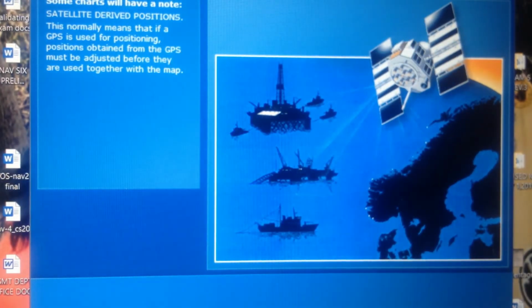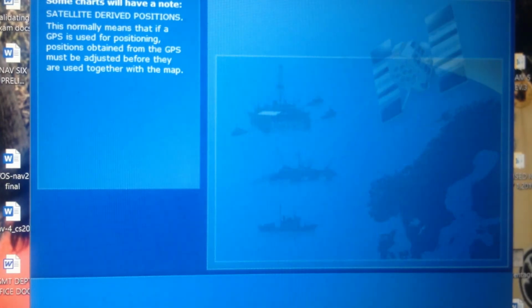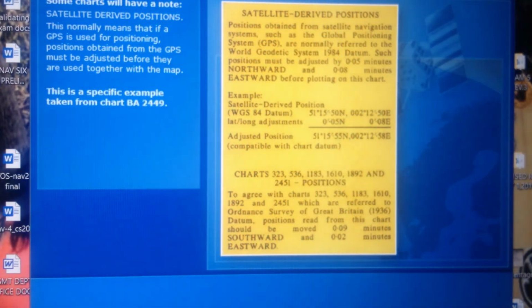Some charts will have a note on satellite-derived positions. This normally means that if a GPS is used for positioning, positions obtained from the GPS must be adjusted before they are used together with the chart. This is a specific example taken from chart BA 2449.